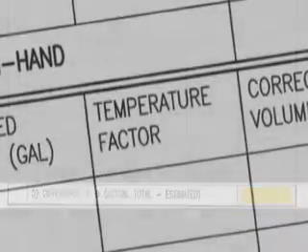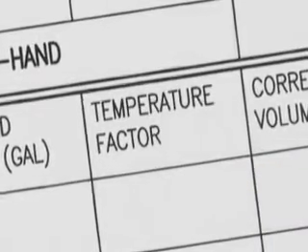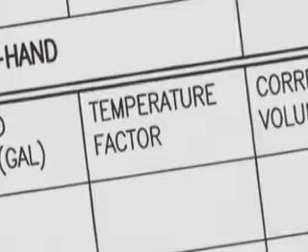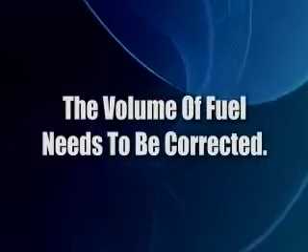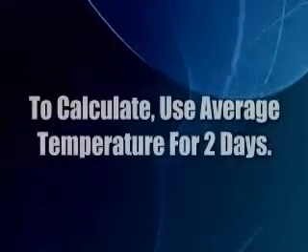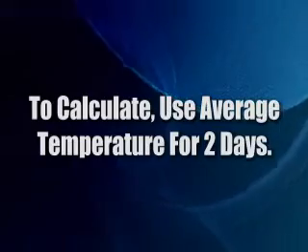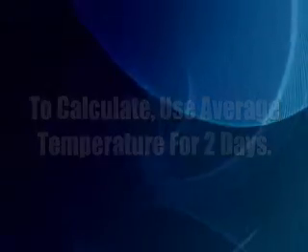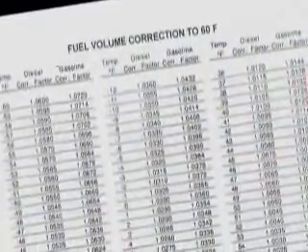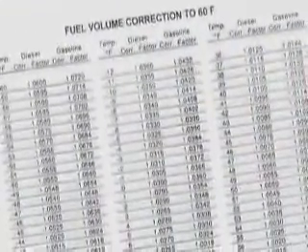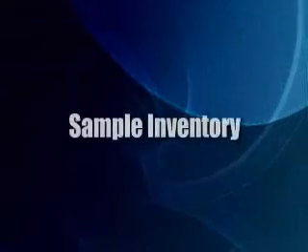Note that there is a column for temperature correction factors. Fuel will expand and contract with the temperature. Most meters are calibrated for 60 degrees Fahrenheit, so the fuel needs to be corrected in volume to the actual temperature. Typically, you would want to use the average temperature over the past 2 or 3 days. In the Additional Resources section of this disc, there is a table of temperature correction factors that you can print out. Okay, now we're going to go through a sample inventory.